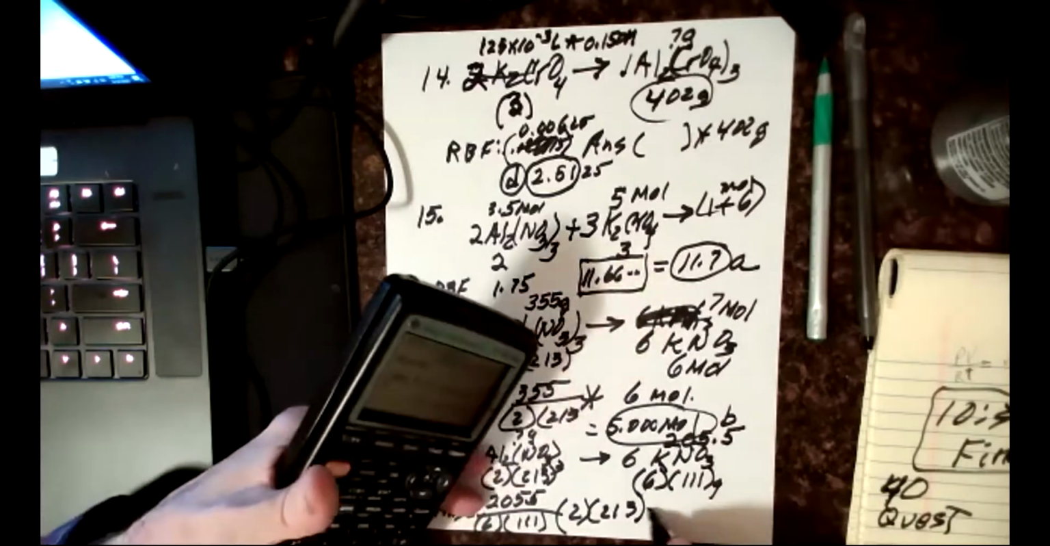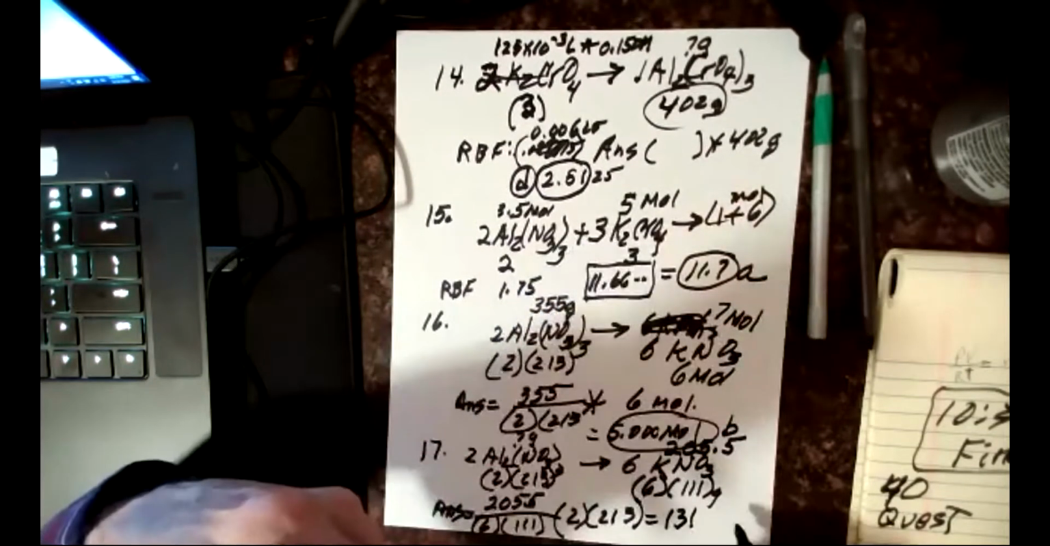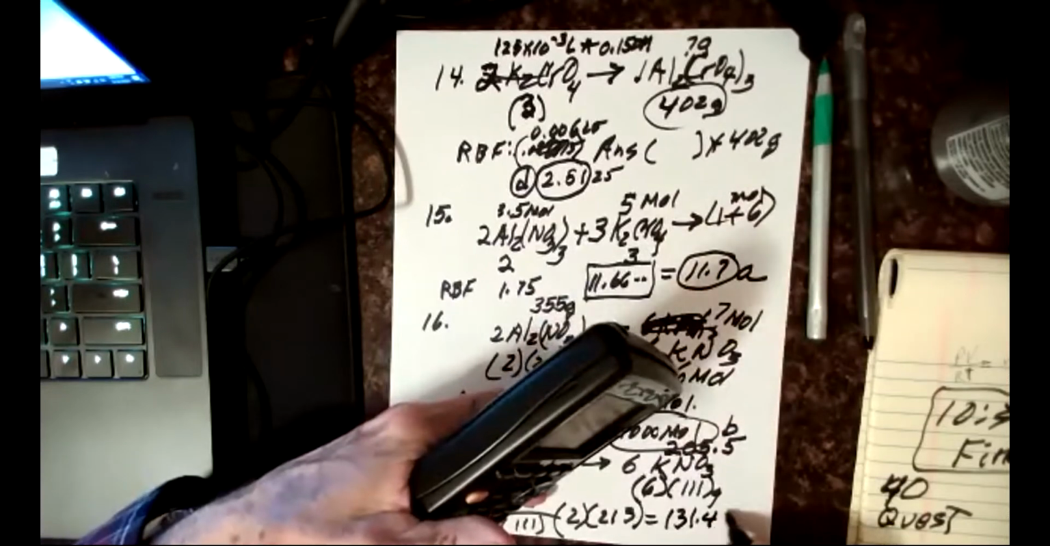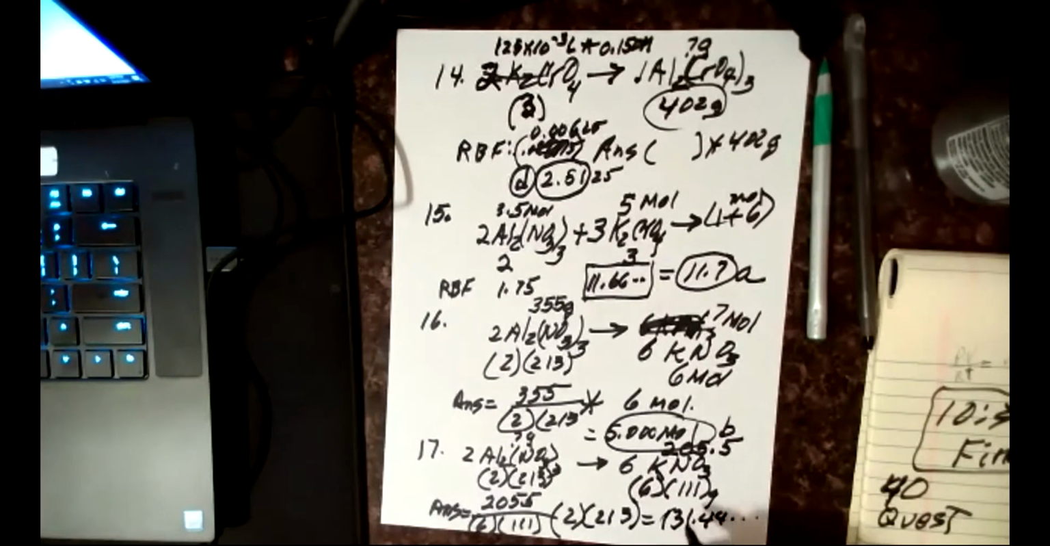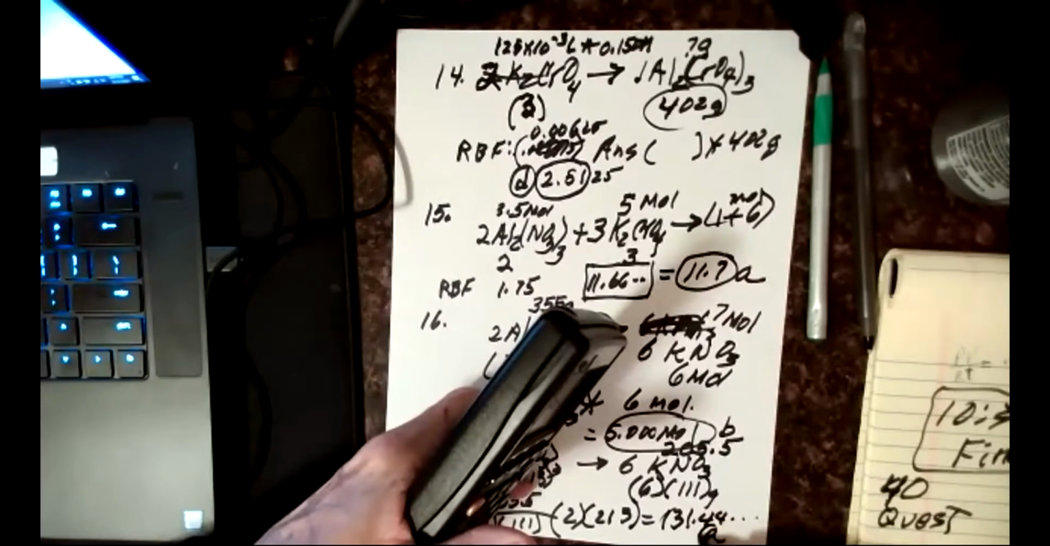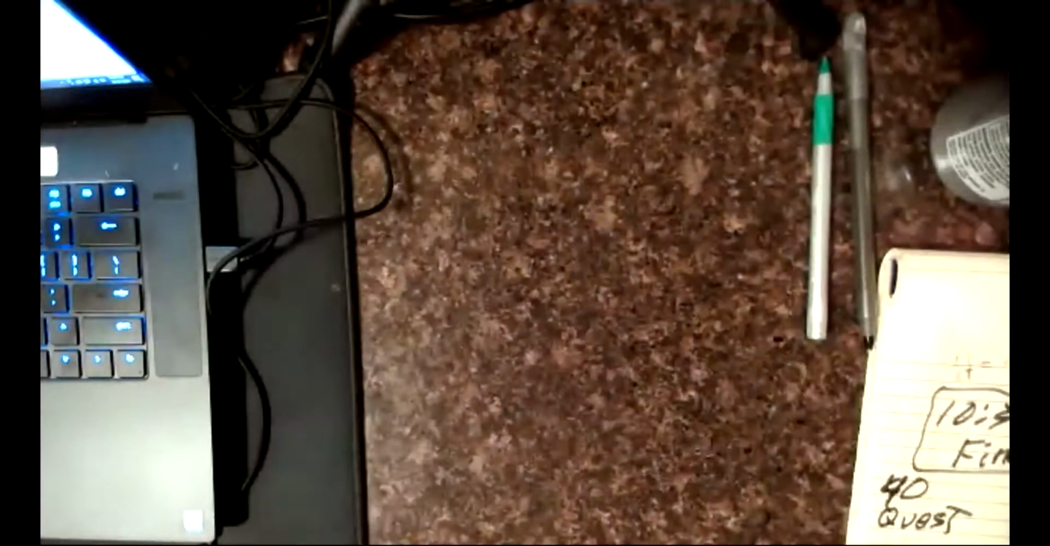I'm getting 131.44 and some more digits. And 131 is the correct answer for A. That should be A. Okay, so we got it. Now we got 18.